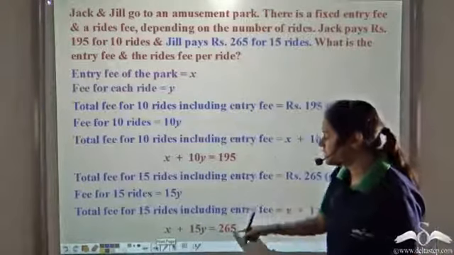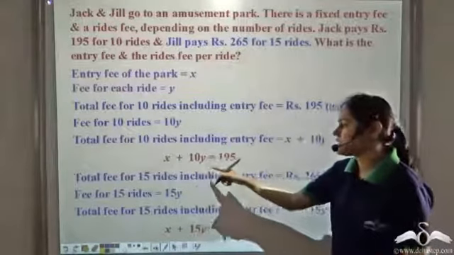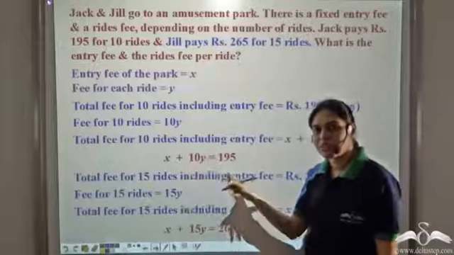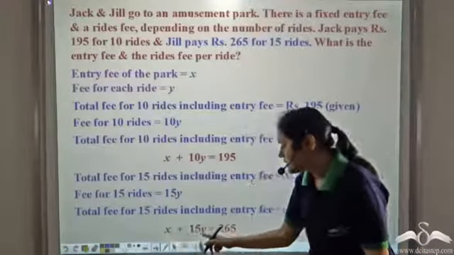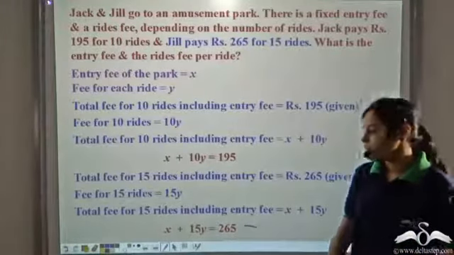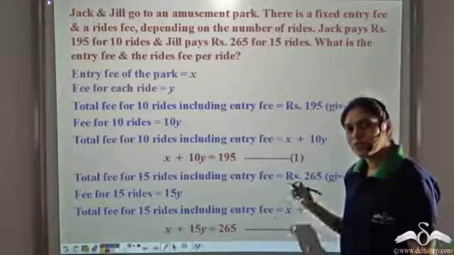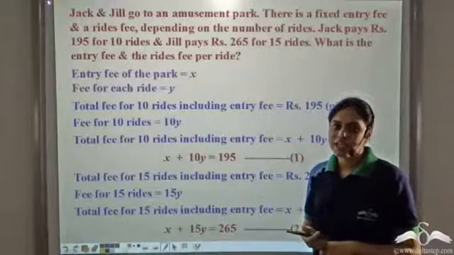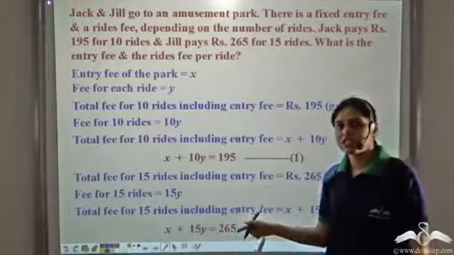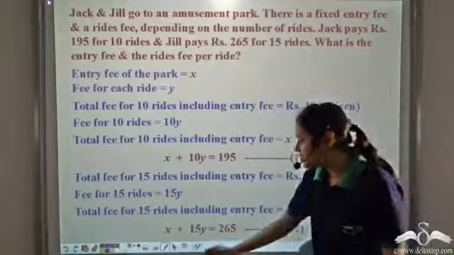Now look at these two. This is an equation in two variables x and y, and this is a linear equation in these two variables. Even this is a linear equation in two variables x and y. So we call these equation 1 and equation 2. Now we know how to solve linear equations in two variables. So let us solve these two equations to get x and y and find the value of these unknowns.